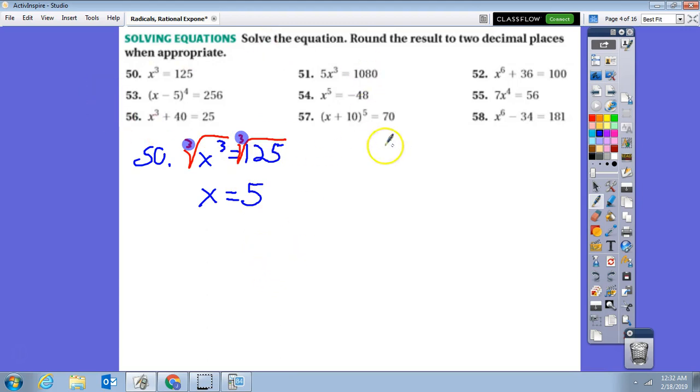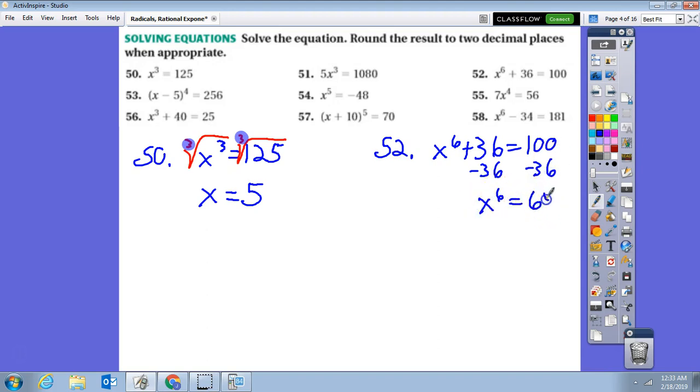So with these problems here, we're not going to spend a ton of time on these, but what you're doing is you're doing the opposite of raising something to a power. You're taking the root. So we'll do a couple more of these, but we'll look at number 52. x to the 6th plus 36 equals 100. First of all, if you subtract 36 on both sides, you get x to the 6th equals 64. Then, the opposite of raising something to the 6th power would be taking the 6th root.